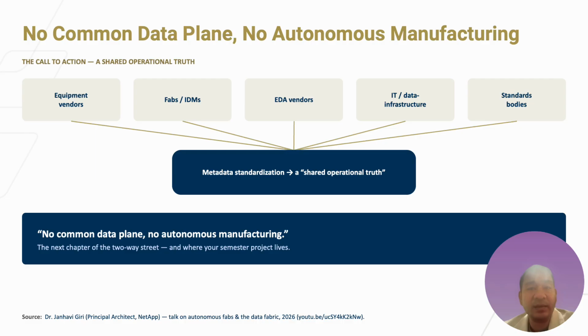Which brings us to the closing point. This cannot be built by one company alone. It takes the whole industry working together: the equipment makers, the fabs, the design tool companies, the data infrastructure providers, and the standards bodies to agree on common data labels and a shared trusted picture of what is happening on the line. This is my one-line summary on the slide: without a common data plane, there is no autonomous manufacturing.